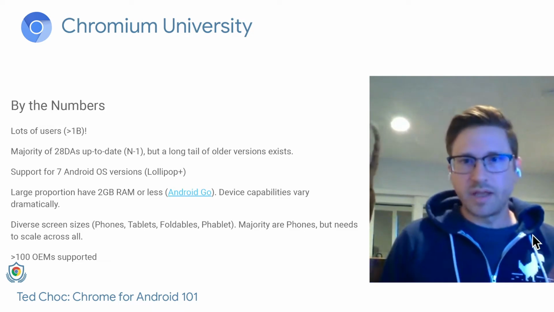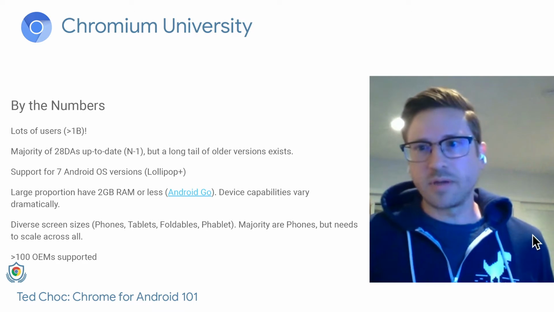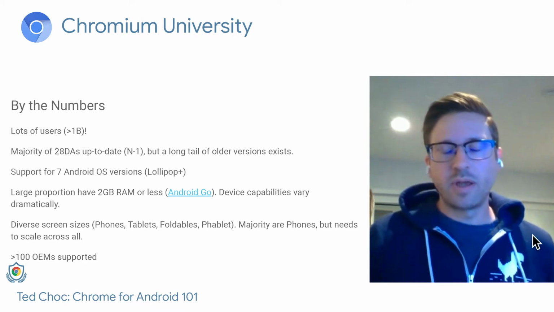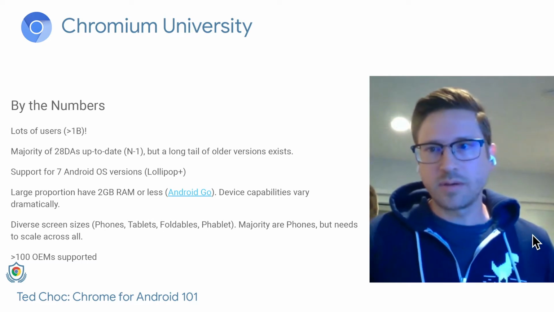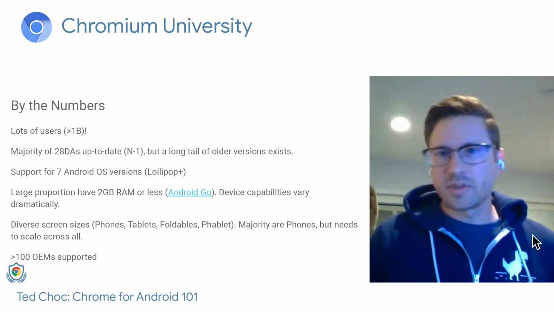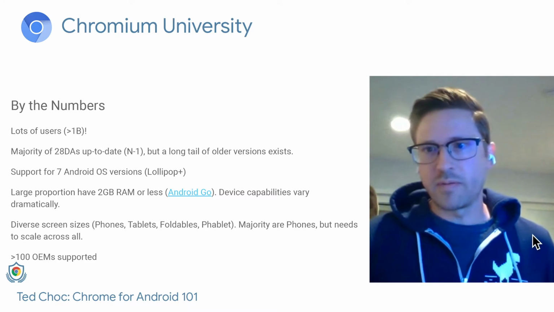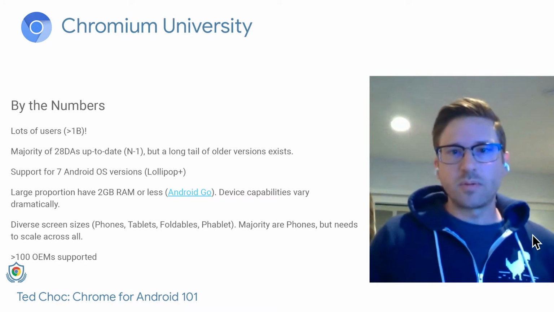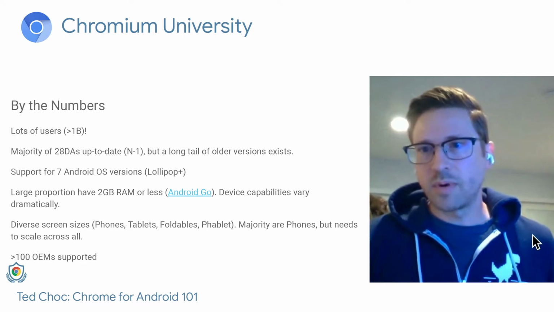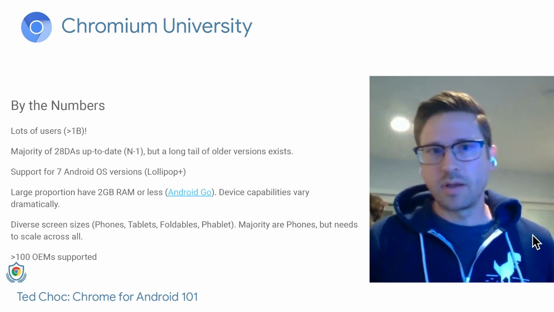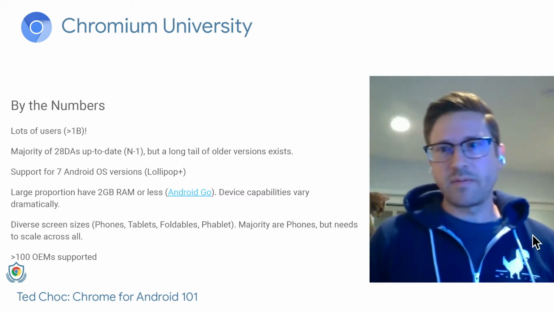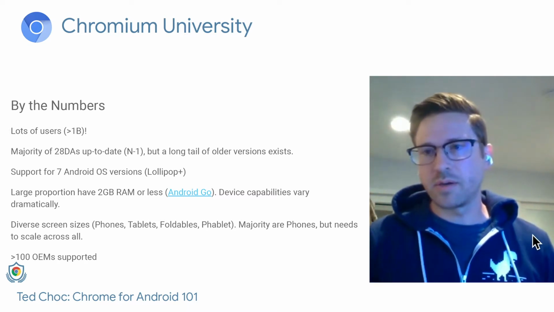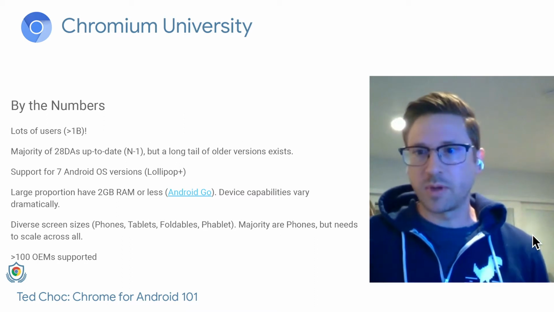So some general ideas about the product. There are a lot of users. We have over 1 billion users on Chrome for Android. The majority of our users are up to date, so they're either on the current milestone or the milestone behind. But there's a long tail of older versions that do trail off. A lot of people get a phone and then never update. We support 7 Android versions at this point, everything from Lollipop on. And we have a large proportion of devices that have 2 gigabytes of RAM or less. So these are often Android Go devices or similar.